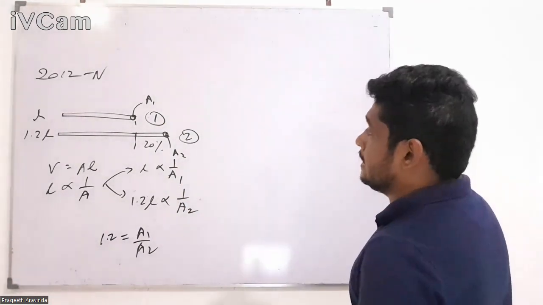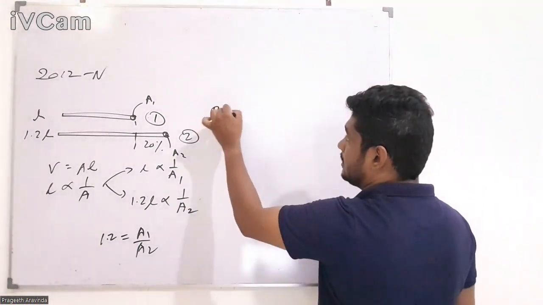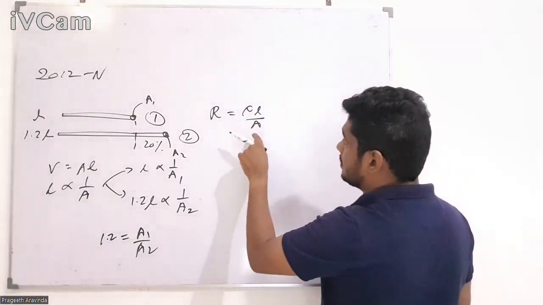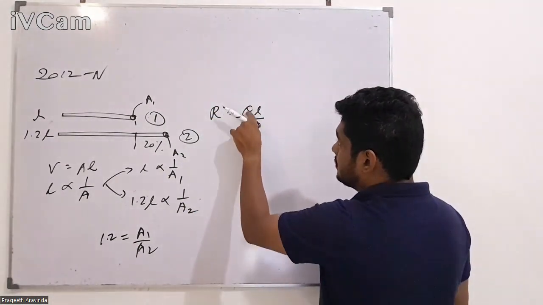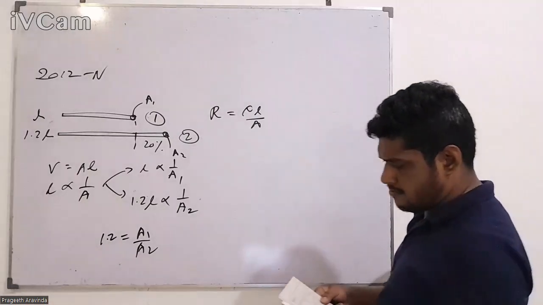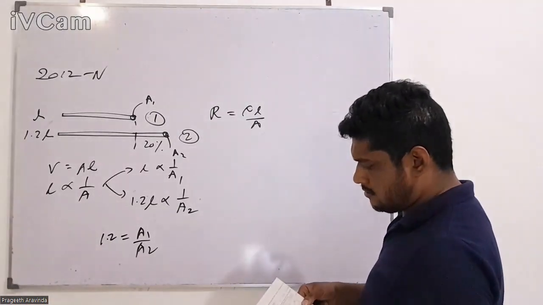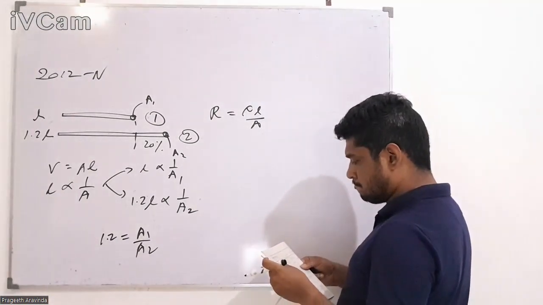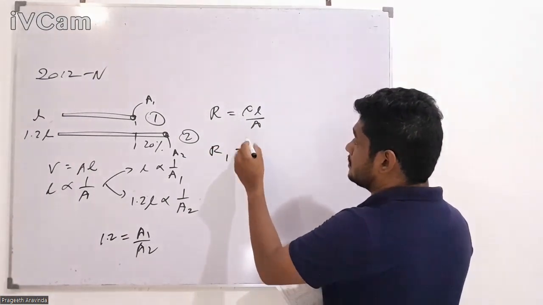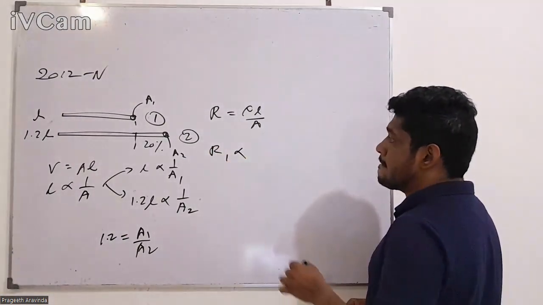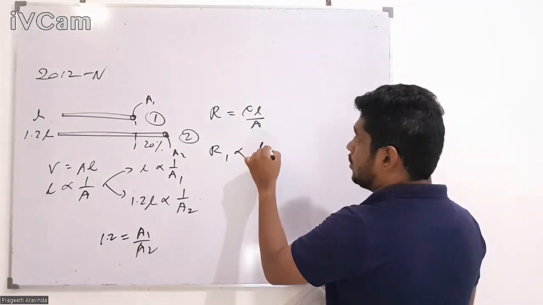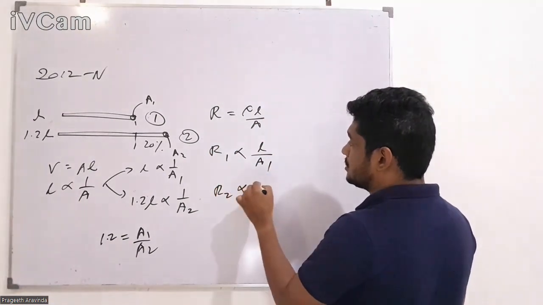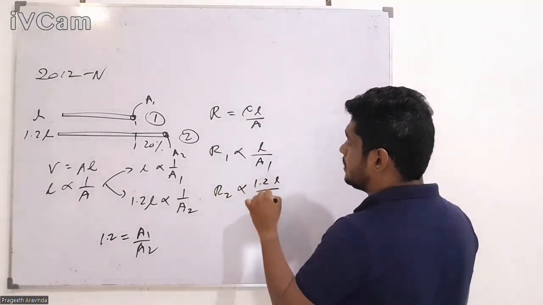Then using R equals rho L over A, you can see that the lengths are different, and because it's taken from the same material, both are copper wire, R1 is proportional to L over A1 and R2 is proportional to 1.2L over A2.